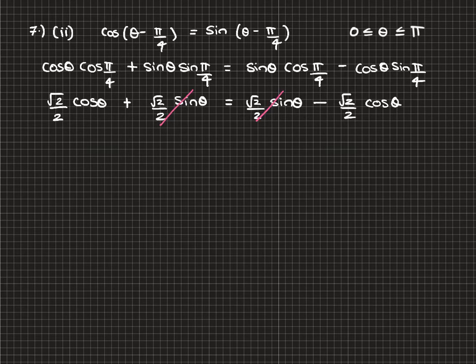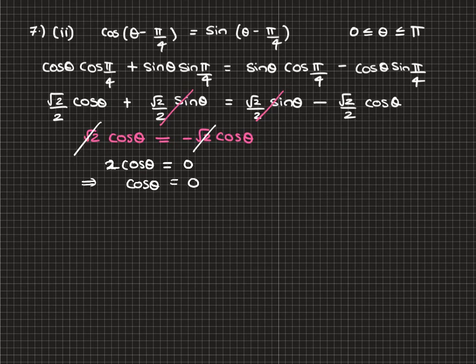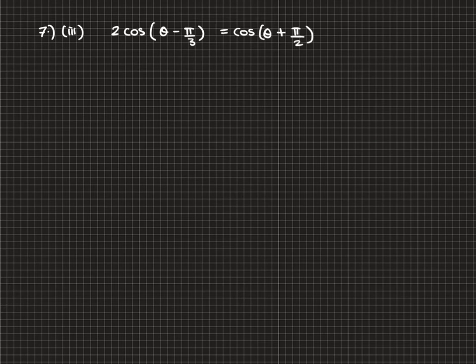And we can then multiply by 2, so we're left with root 2 cos theta equals negative root 2 cos theta. We can divide through by the root 2's, collect the cosine terms on the left-hand side, so we have 2 cos theta equals 0, cos theta then equals 0 itself. And then from here we can use arccos to find our value of theta between 0 and pi, and this is theta equals pi by 2.